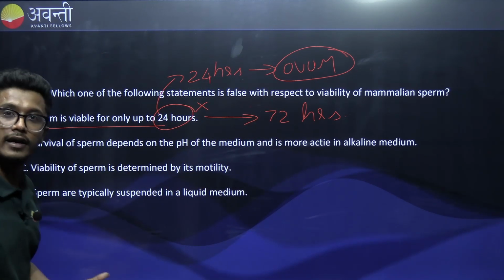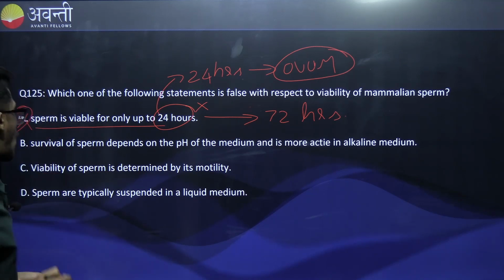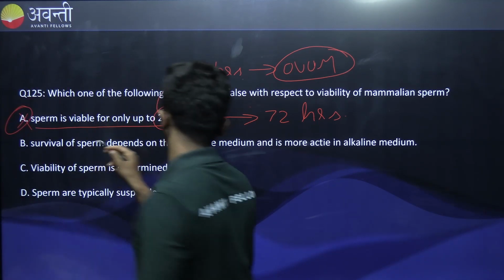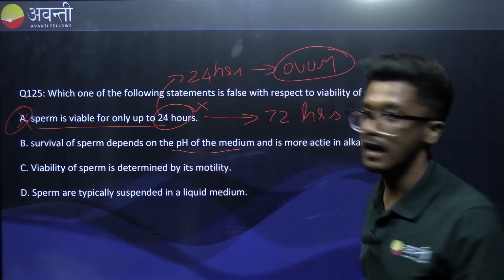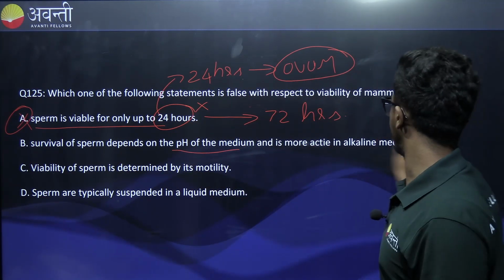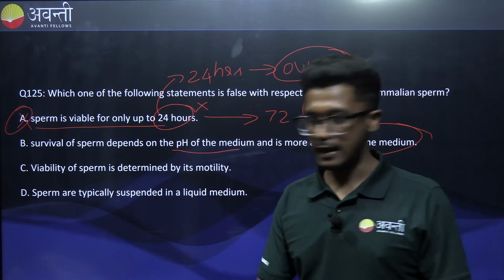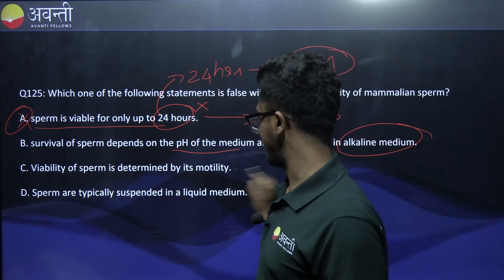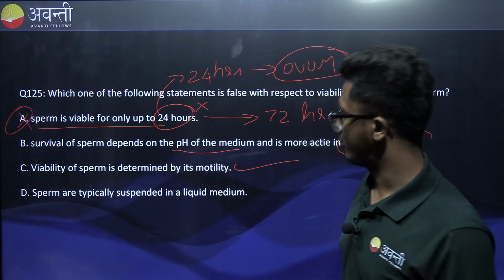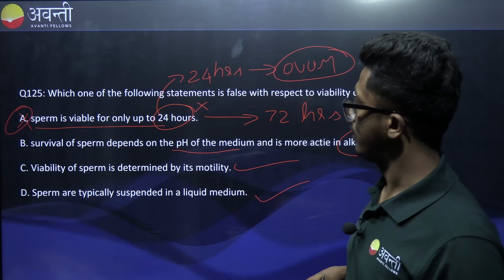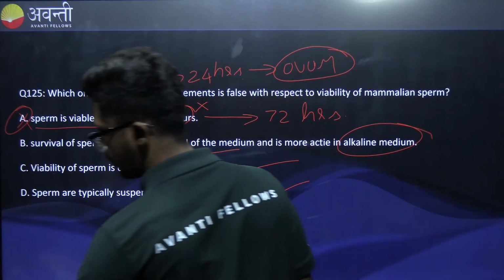Since we have already got the answer, that option A is wrong, the rest of the options are correct. Survival of the sperms depends on the pH of the medium. Exactly right. Usually the sperm's pH is alkaline, so that's why they're quite active in alkaline media. Then viability of sperms is determined by motility. That's also true. Sperms are typically suspended in liquid medium. That is the semen. You know that, right? So that is why our option D is also correct.